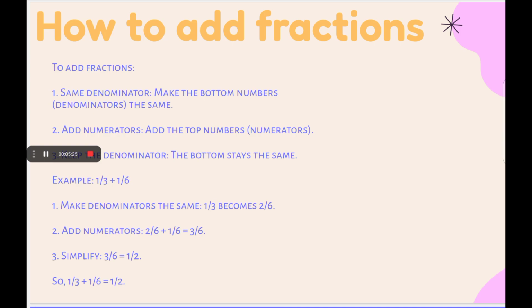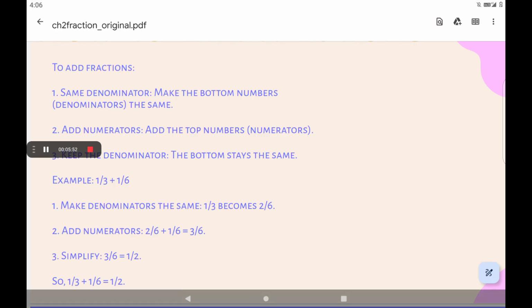Here comes the main topic. How to add fractions. To add fractions, make the denominators the same. Make the bottom numbers, meaning denominators, the same. Add the numerators, the top numbers. Keep the denominator, the bottom stays the same. Example: 1/3 plus 1/6. Let's solve this example on the whiteboard. Make the denominators the same. 1/3 becomes 2/6, and then 2/6 plus 1/6 equals 3/6. Simplify: 3/6 equals 1/2.